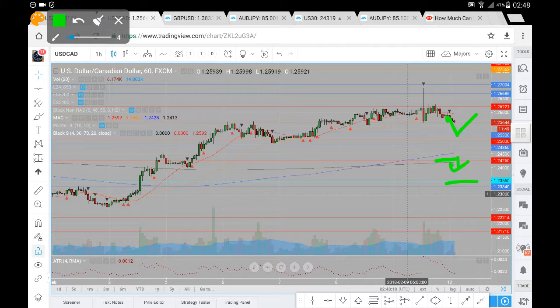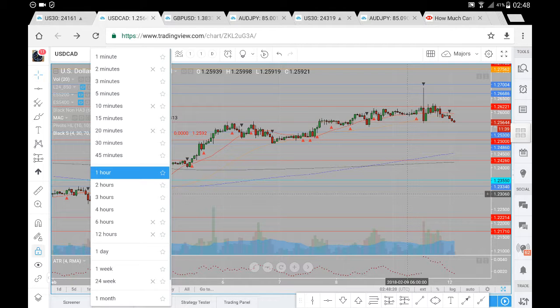Now if we do turn around, I'd say the 125.30, again we'll look to see if we do find support at 126.22, 126.70 or 127. Now let's just have a look at the higher time frames on the US dollar against the Canadian dollar.